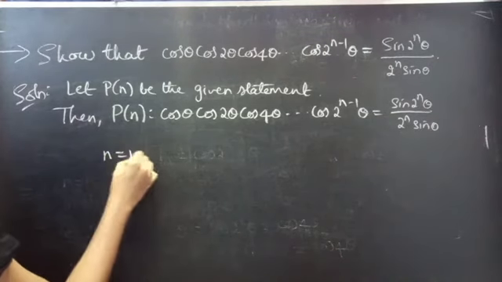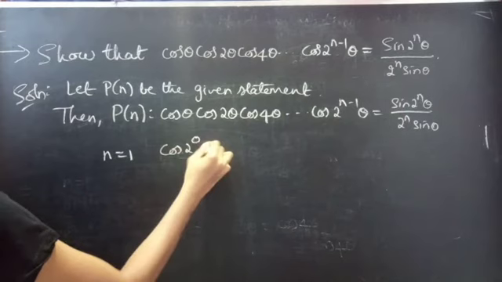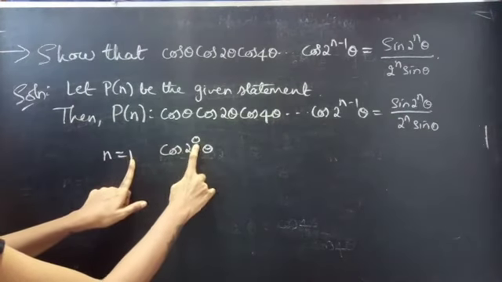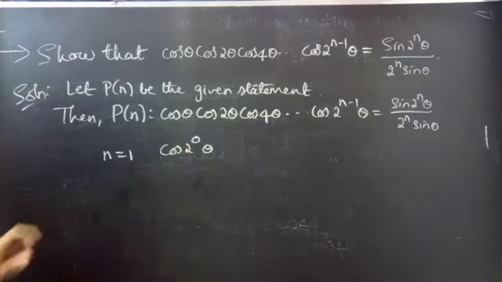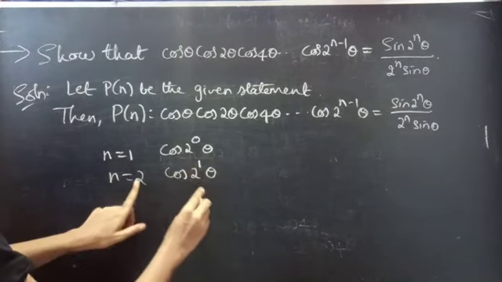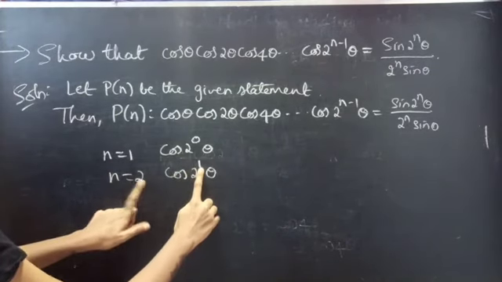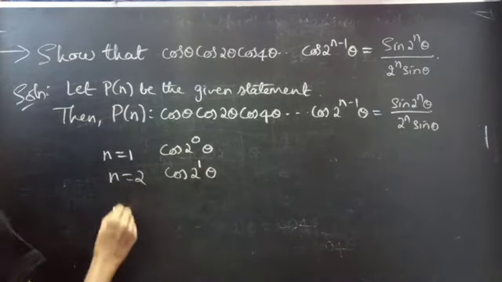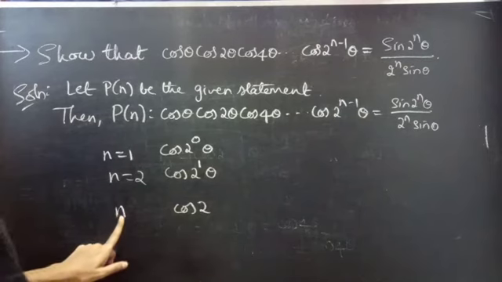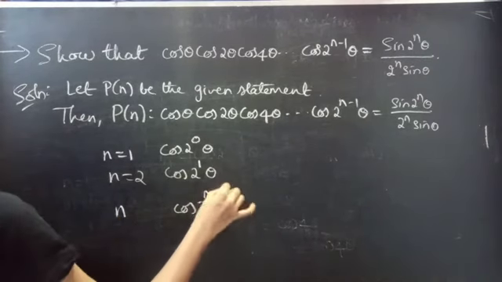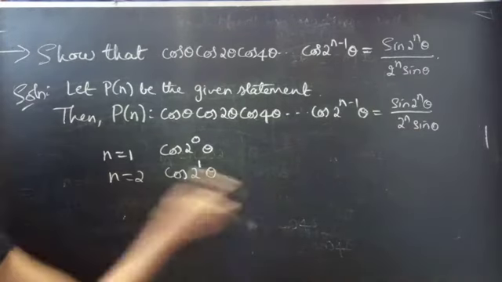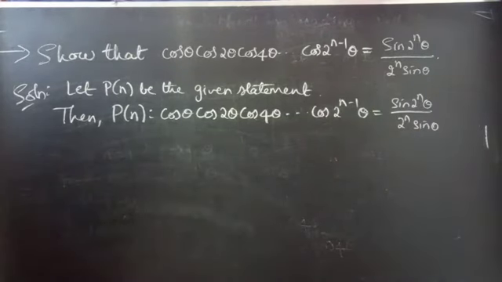See, when n equals 1, you got cos 2 power 0 into theta, where 0 is less than 1. Likewise, when n equals 2, cos 2 power 1 into theta, so 1 is less than the number 2. Likewise, for n, you'll get cos 2 power of a number less than n, that is n minus 1. So we are given n terms here.